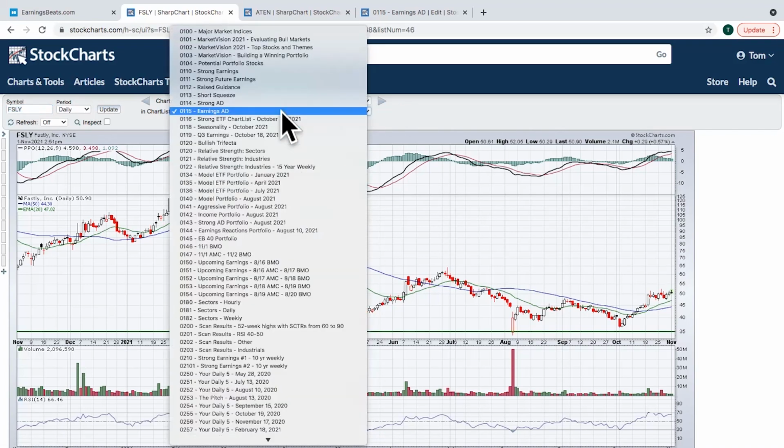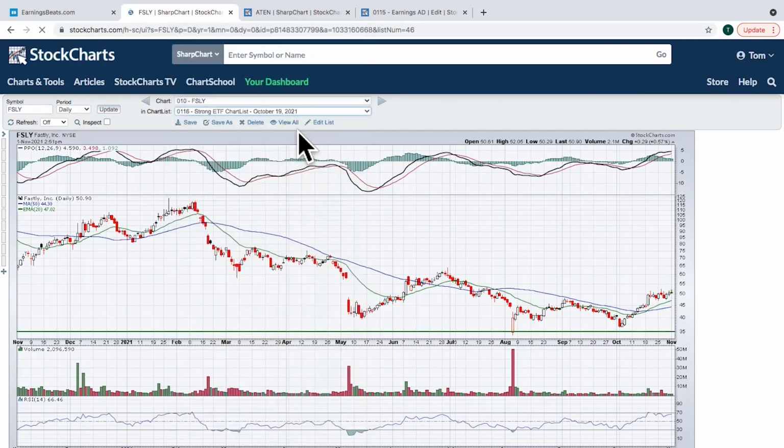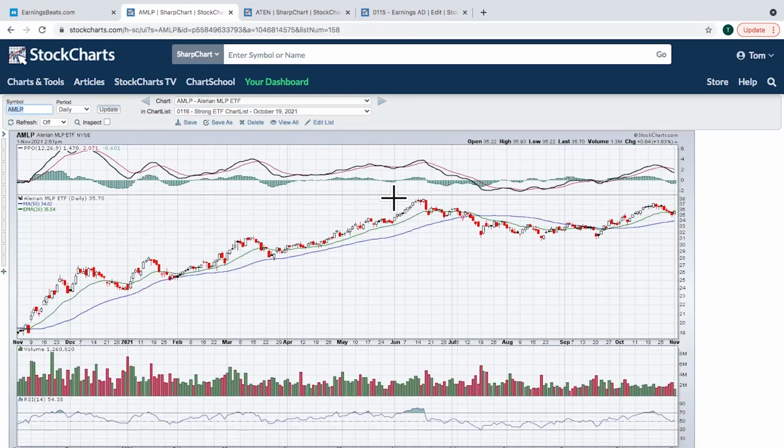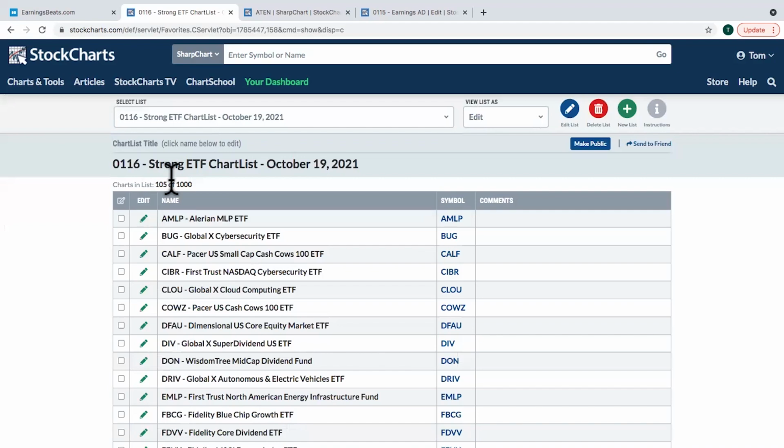All right, let's see, what else do we have? I didn't really talk much about it, but we have a strong ETF chart list that we do. We update this chart list every month. So if you're a fan of ETFs, we put these together. And you can be putting together your own chart list of whatever you want. I'm just showing you how we actually use chart lists in our business and provide these to our members. That's how important I think this feature is at StockCharts. But you can, again, look at the edit. You can see we have 105 charts right now on this strong ETF chart list. It was updated just a couple of weeks ago.